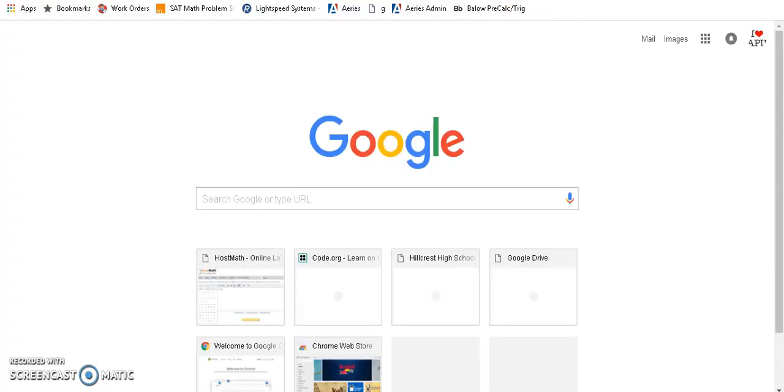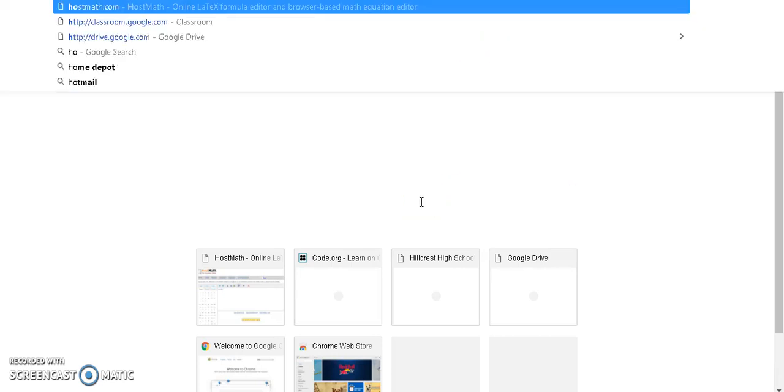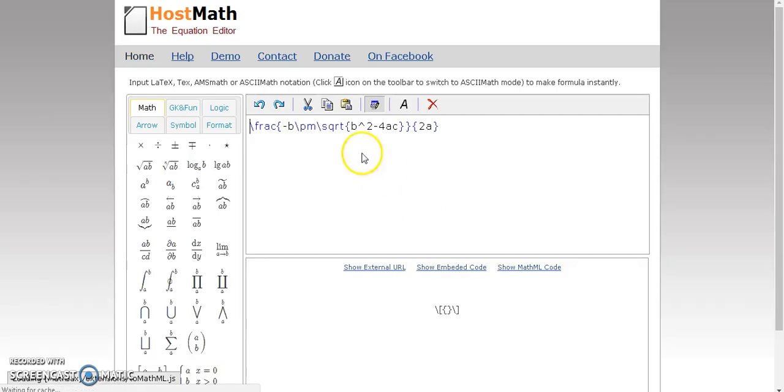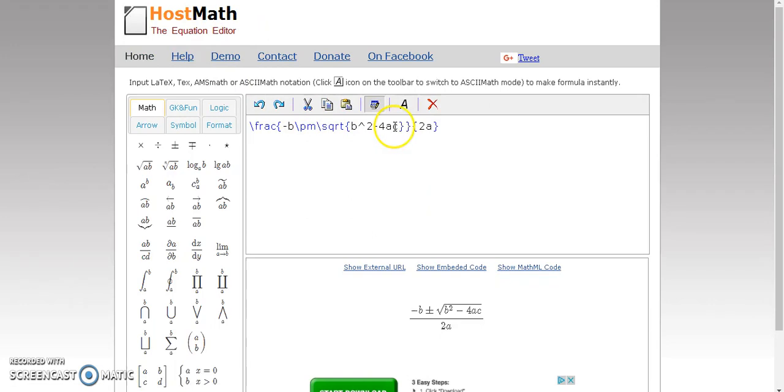So to you, it just looks like a blank page. Actually, I'll type in the Google search bar here, HostMath. Okay. So HostMath is the equation editor. So notice how in the top line here, I have a whole bunch of seemingly interesting looking code. But look at the bottom. Notice how I have the quadratic formula, right? Negative b plus or minus square root b squared minus 4ac all over 2a. And that is how you type it in LaTeX.